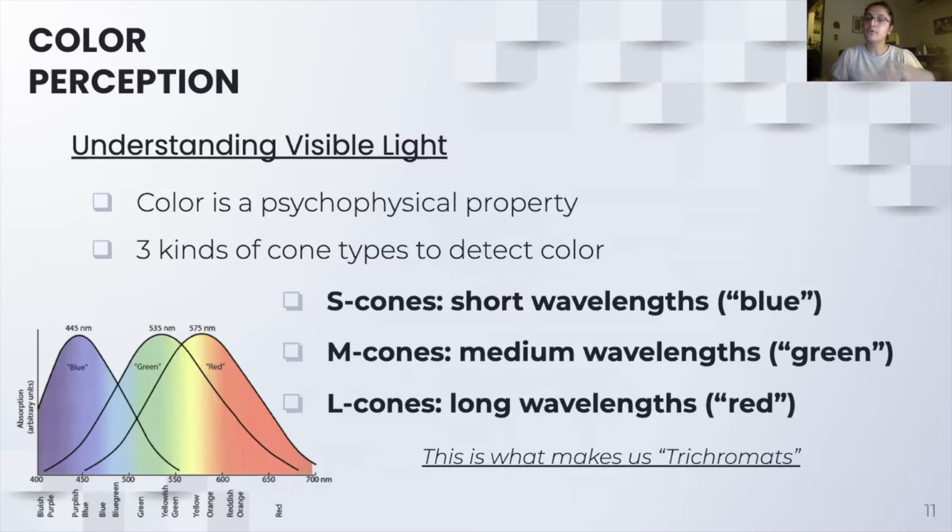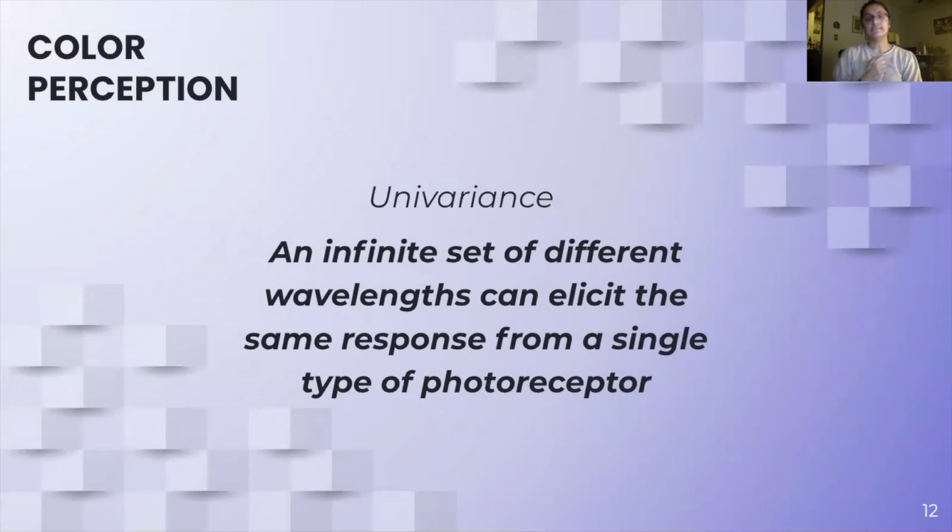And these are especially important in terms of the principle of univariance. Univariance is a principle that posits that an infinite set of different wavelengths can elicit the same response from a single type of photoreceptor. This essentially means that one type of photoreceptor cannot make discriminations based on wavelength. And rods obey this principle as they cannot sense the differences in color. And understanding this depth of how we typically perceive light unveils how people with color anomalies see and experience the world.